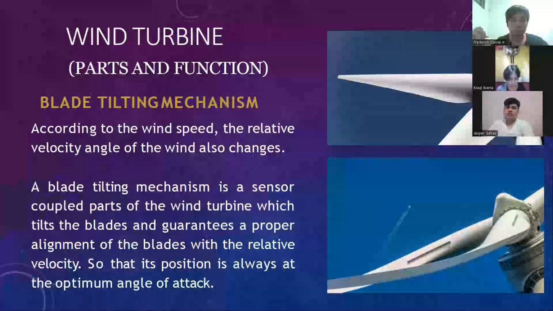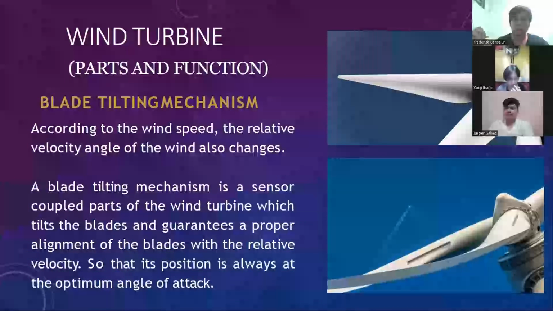Blade tilting mechanism. According to the wind speed, the relative velocity angle of the wind also changes. A blade tilting mechanism is a sensor coupled to parts of the wind turbine which tilts the blades and guarantees a proper alignment of the blades with the relative velocity, so that its position is always at the optimum angle of attack.